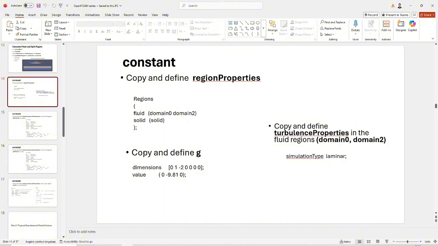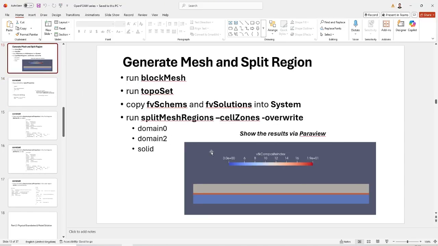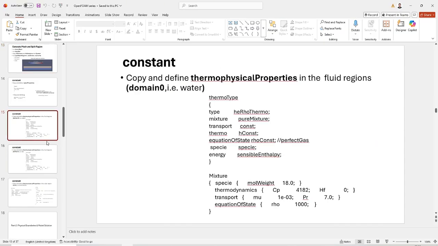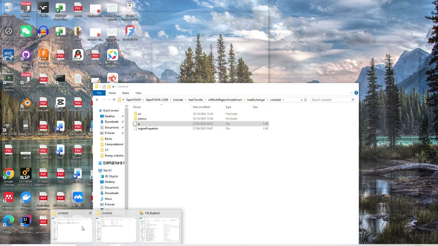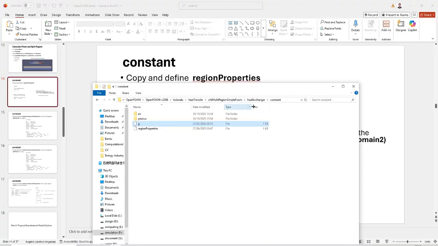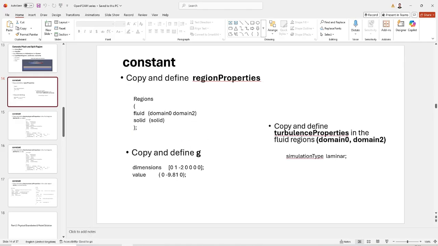And also, we now need to think about the fluid region. In the fluid region, we want the fluid flow to be laminar, and that usually needs to be defined in the constant folder. So again, we can go to any constant folder here, and we need to find the turbulence properties only for the fluid regions, right? Only for domain 0 and domain 2.